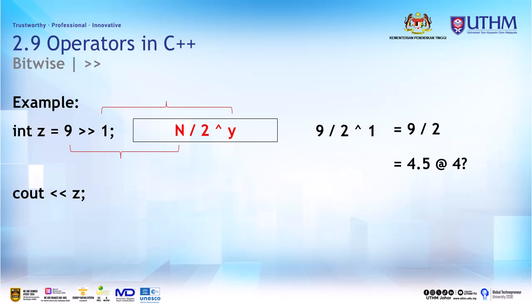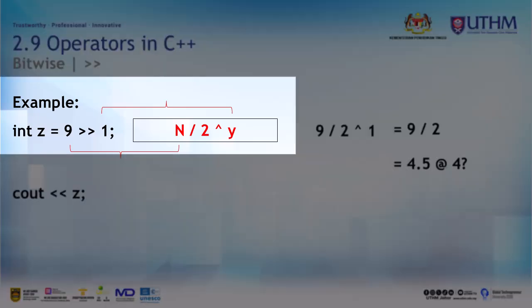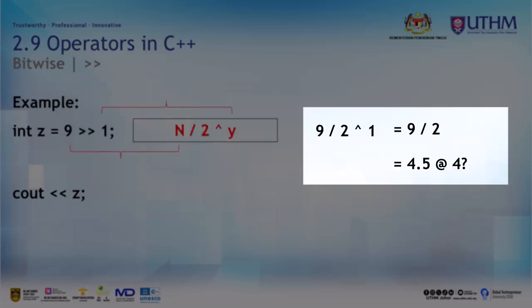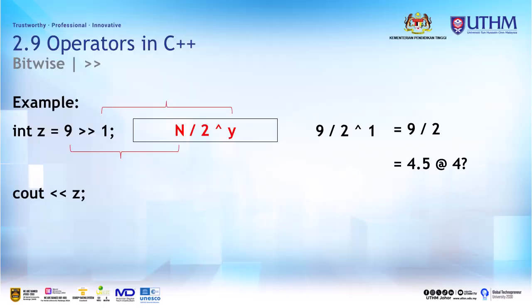The bitwise right shift operator in C++ shifts the bits of a number to the right by a specified number of positions. It is equivalent to integer division by powers of 2. In the given example, 9 is shifted 1 place to the right. Applying the formula, since bitwise operations always return an integer result, the decimal part is discarded and the final output is 4 and not 4.5.